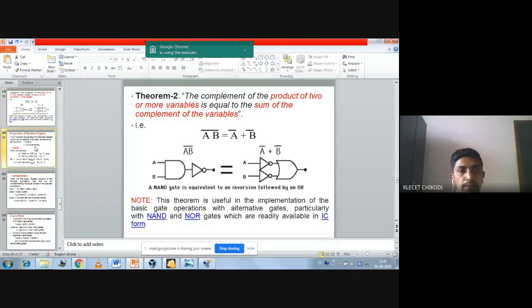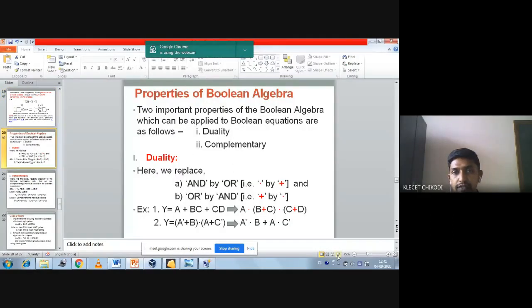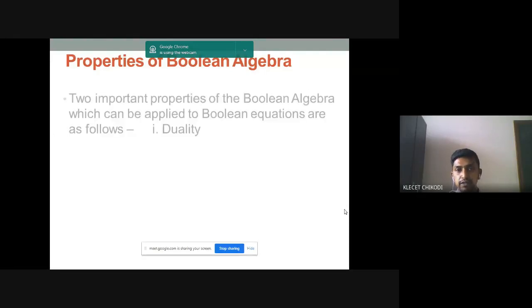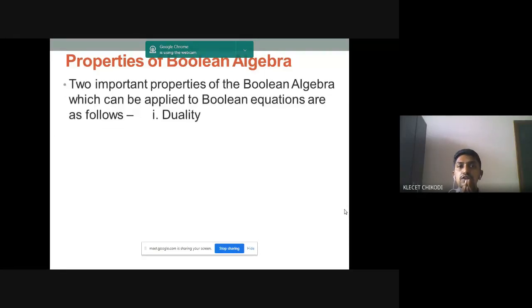There are some properties of the Boolean algebra. We'll see that. So this is a very important point. There are two important properties of the Boolean algebra which can be applied to any Boolean algebraic equation, as follows. One is the duality property. The second one is the complementary property. Okay. First we'll see what is the duality property.